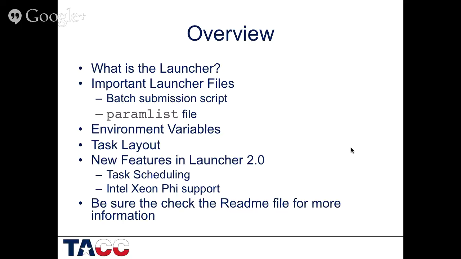So there's a couple of important pieces of the launcher. That is the batch submission script, which is something we saw yesterday of how to submit a script. This one has a little extra pieces in there to make sure things work correctly. And then the other important one is the parameter list file. And this is just a simple file that has each line of the code that you want to run. We'll talk about some of the environment variables that are set up for you, how those tasks are laid out on a machine, and then finish up with just a couple of new features that were just recently released in the 2.0 version.